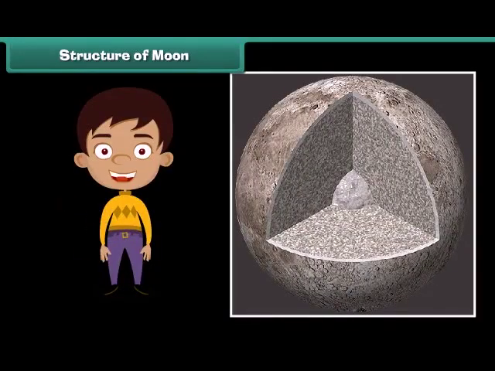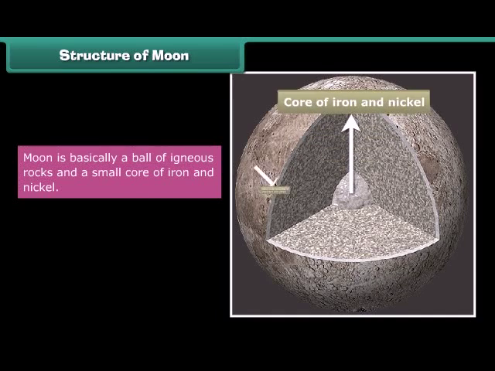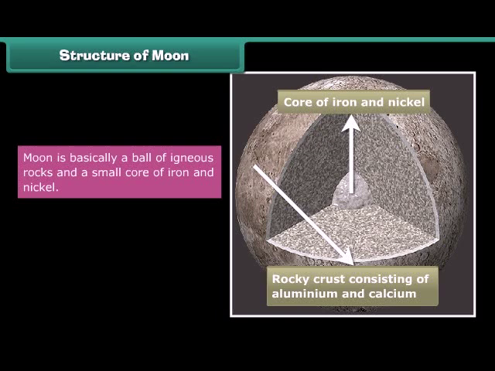Hey, have a look at the interior of the moon. The moon is basically a ball of igneous rocks and a small core of iron and nickel, and there is a rocky crust consisting of aluminium and calcium.